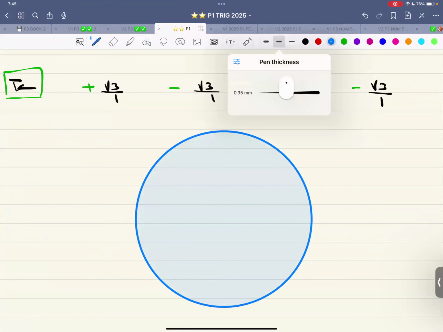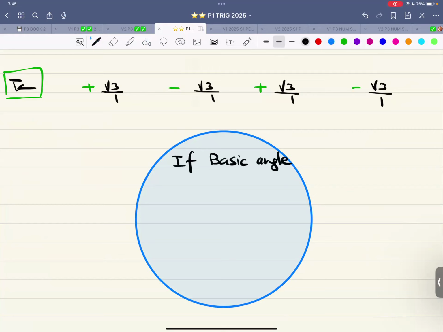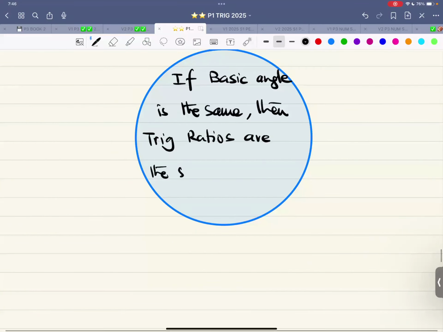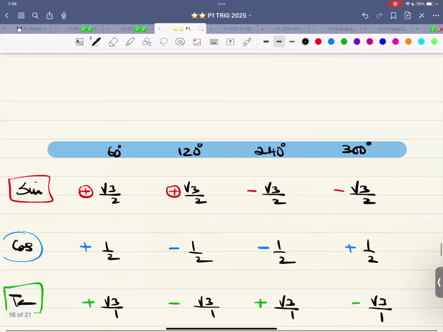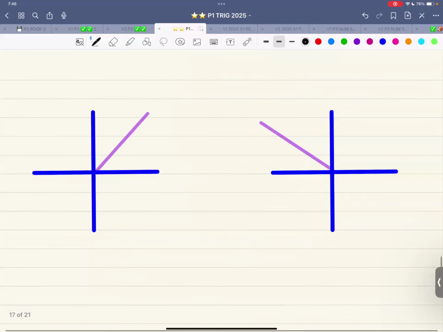That is, if basic angle is the same, then trig ratios are the same, irrespective of positive, negative sign. So now 60, 120, 240, 300, this is all good, all clear.